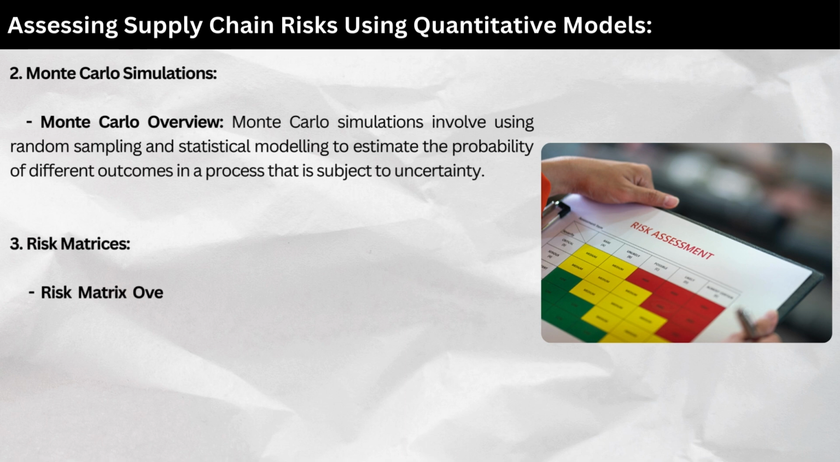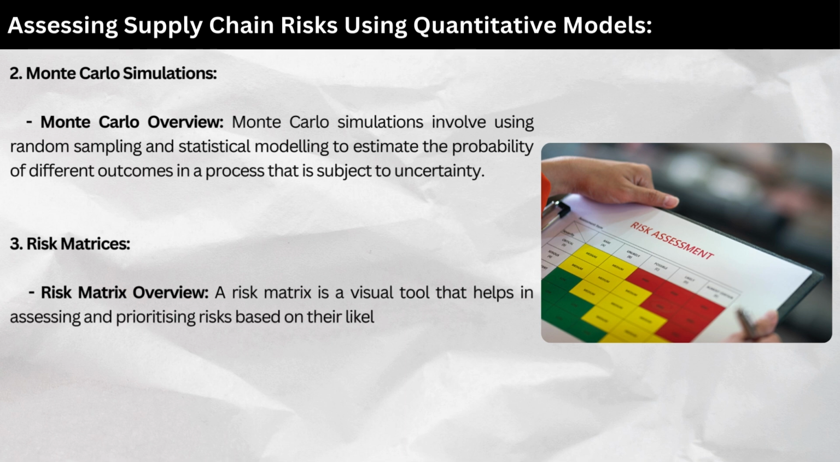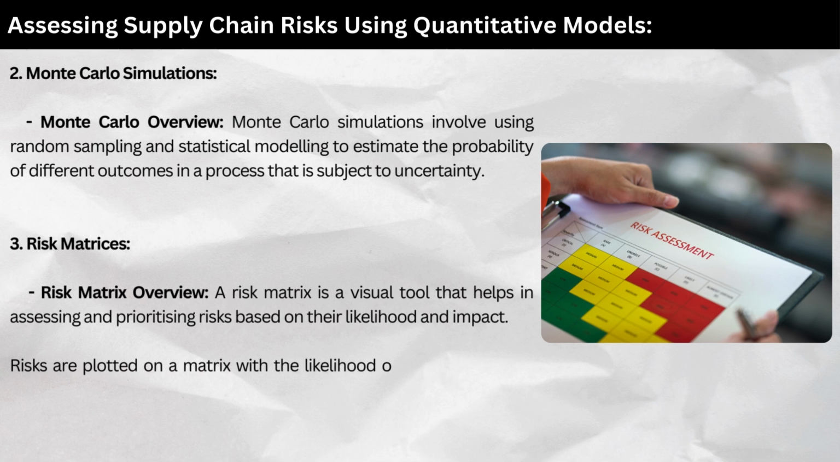3. Risk matrices. Risk matrix overview. A risk matrix is a visual tool that helps in assessing and prioritizing risks based on their likelihood and impact. Risks are plotted on a matrix with the likelihood on one axis and the impact on the other.